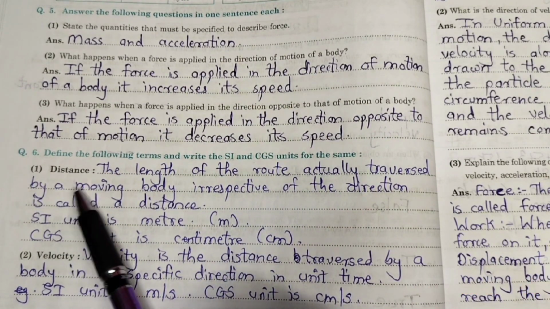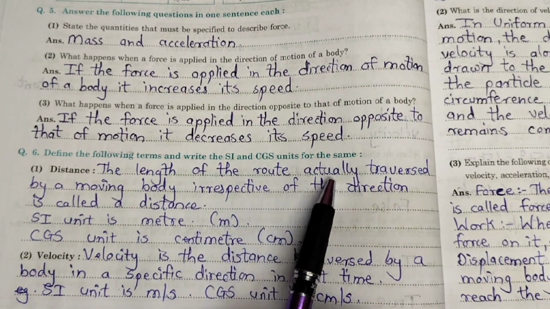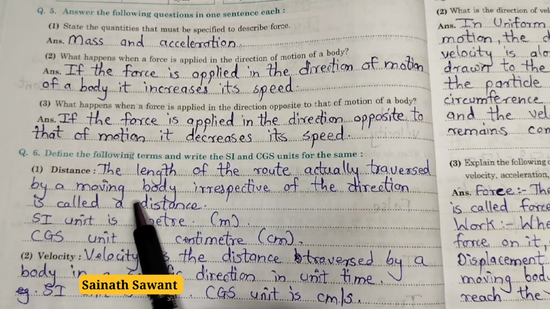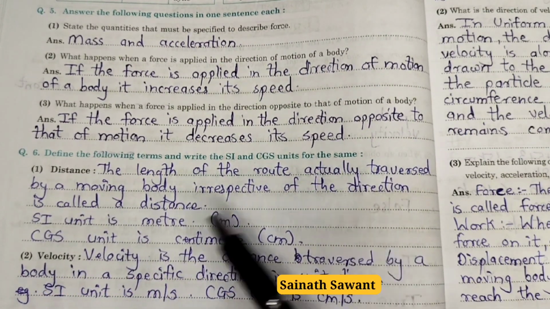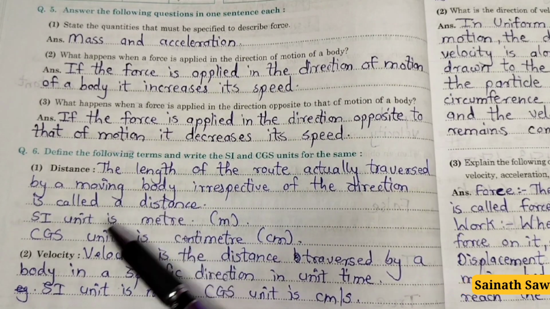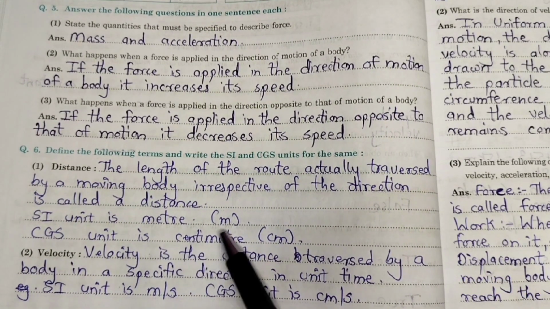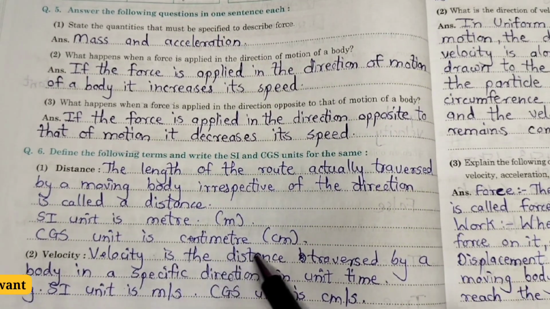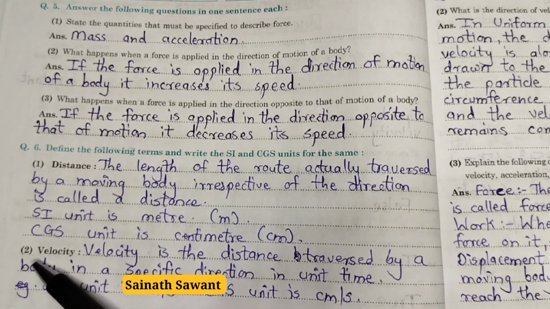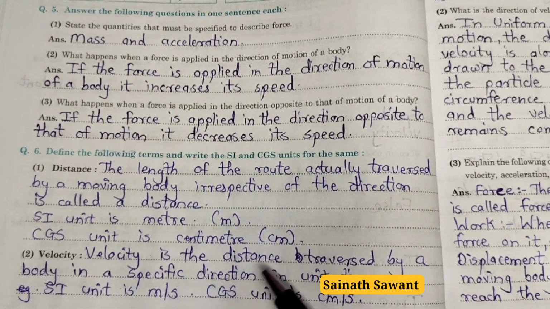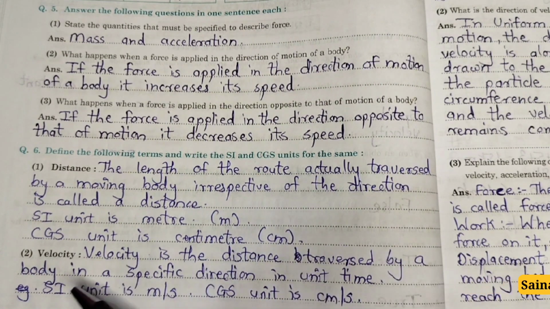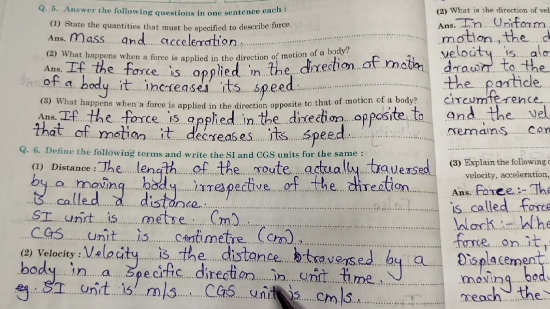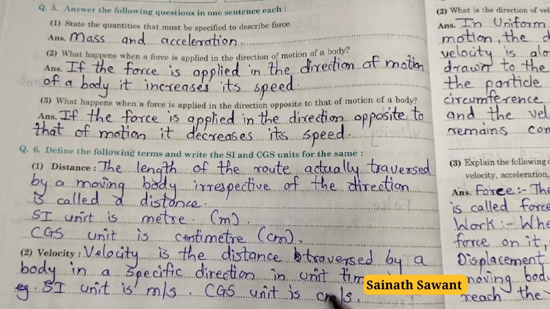First, distance. The length of the route actually traversed by a moving body irrespective of the direction is called distance. SI unit is meter, m. CGS unit is centimeter, cm. Second, velocity. Velocity is the distance traversed by a body in a specific direction in a unit time. SI unit is meter per second. CGS unit is centimeter per second.